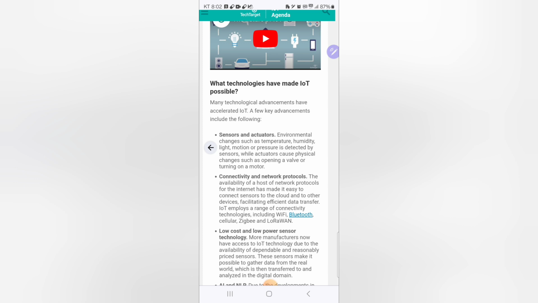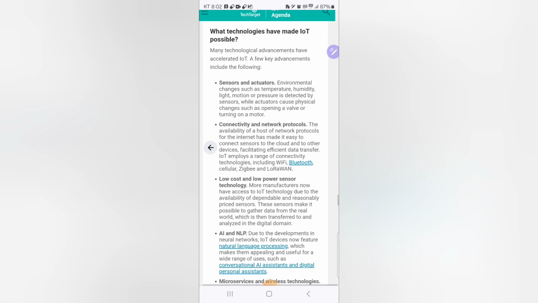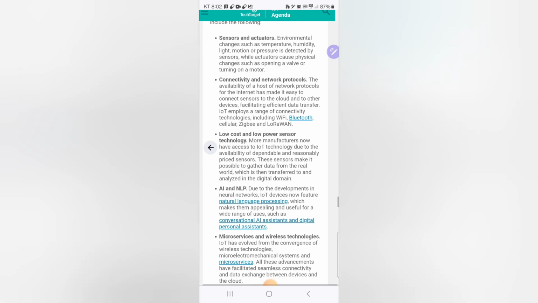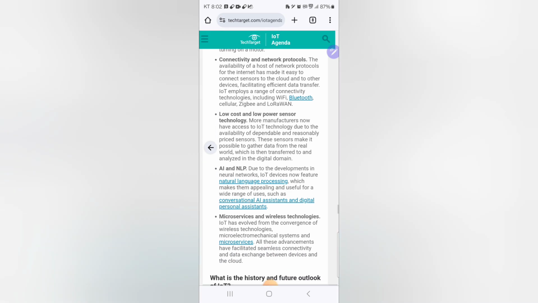Many technological advancements have accelerated IoT. Key advancements include the following: sensors and actuators. Environmental changes such as temperature, humidity, light, motion, or pressure are detected by sensors, while actuators cause physical changes such as opening a valve or turning on a motor.